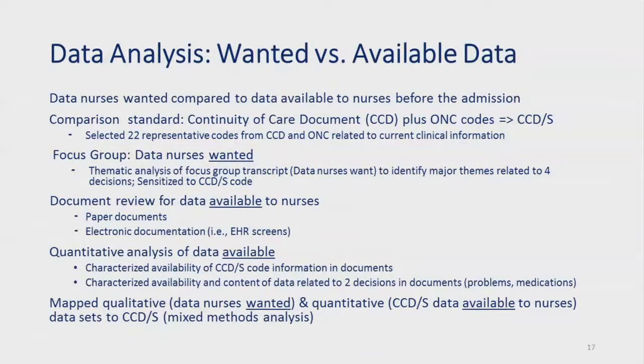And then in terms of reviewing the documents to look at what data was actually available to the nurses, that entailed looking at both paper documents and electronic documentation like the EHR screens and the team email. On this, we conducted quantitative analysis where we characterized the availability of the data that's mapped to the CCDS codes. We also characterized the availability of content of data related to the two decisions. And then the mixed methods part is that we mapped the qualitative data about what the nurses had, those themes, to the quantitative data of what data was available so that we could better interpret, because having qualitative data gives you context for understanding the quantitative data.